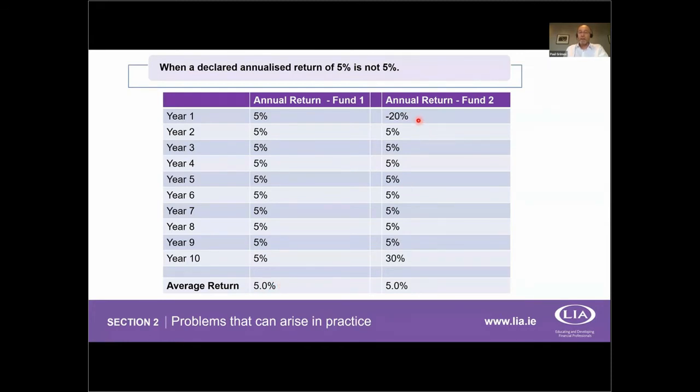And let me take Fund 2, which over that same 10 years has a slightly different profile in that it loses 20% in year 1. It has a 30% return in year 10, and in the interim has 5% in each of the other 8 years. And so my average return of the two funds is 5%, okay, over the 10-year duration.